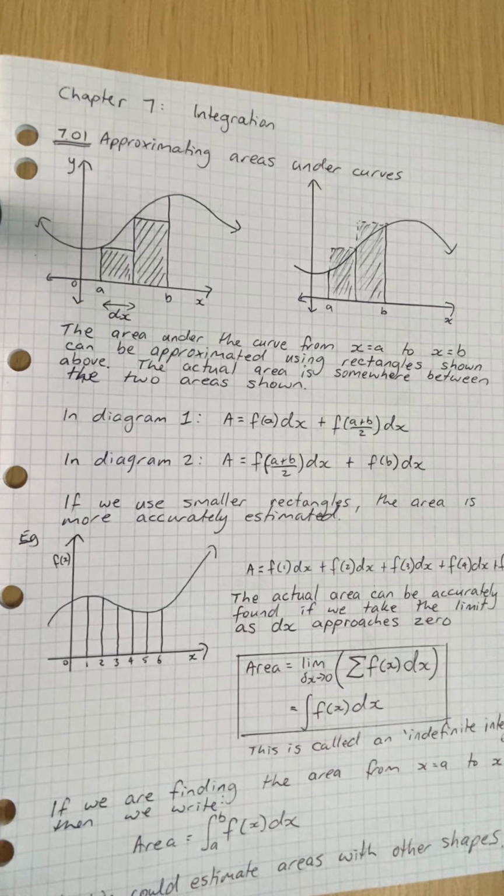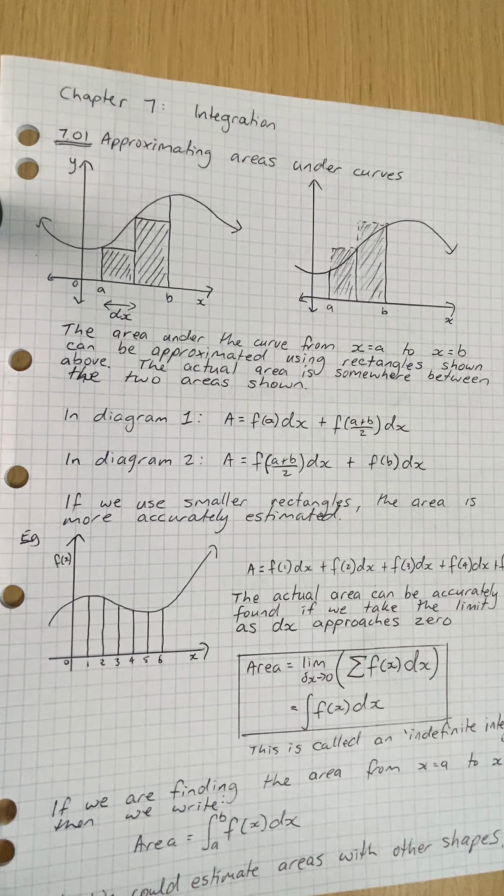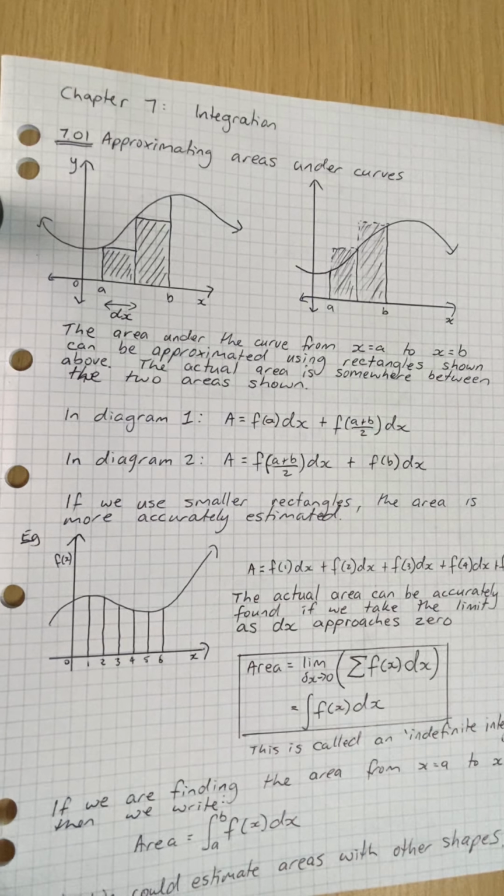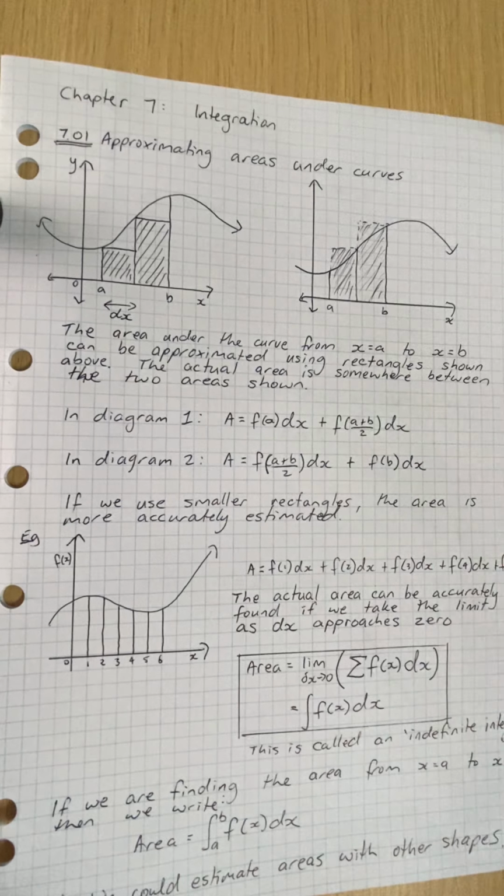Hi everyone, today we're starting chapter 7, which is in the integration chapter. So these notes are about 701. I'll also scan this page and put it on Canvas. So today we're talking about approximating the area under a curve.